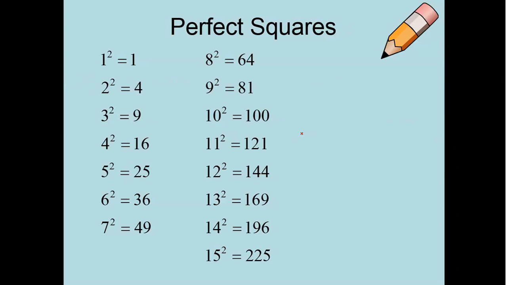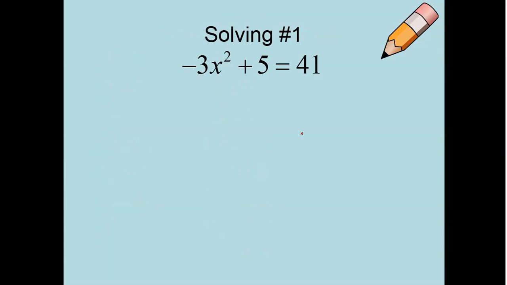What you're going to want to make sure you also have in your mind, and also maybe down, is the perfect squares. You're going to want to make sure you know those, so that way in case you need to simplify a square root, you know those off the top of your head. So let's take a look at an example.